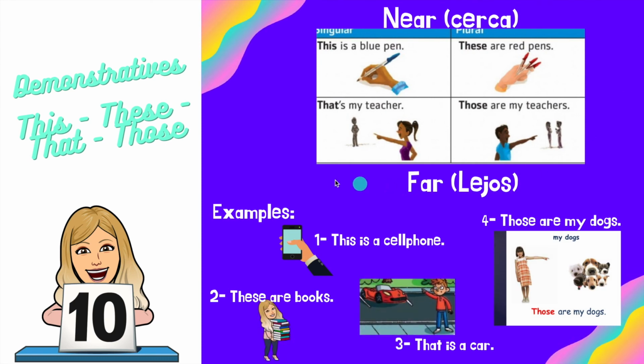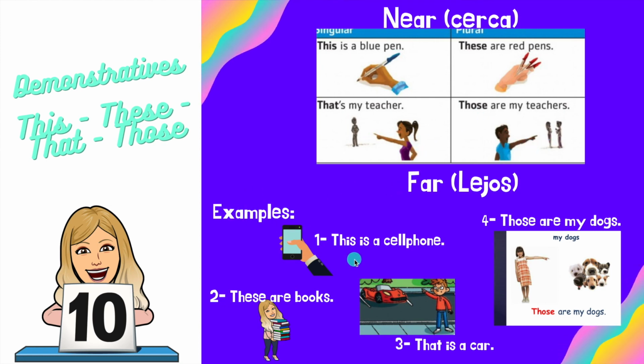Okay, and this is the last part, demonstratives. We're going to use this, that, these, and those. Remember that you have to pay a lot of attention to near and far, cerca y lejos. Remember that we're going to use this only for singular, one pen, and we're going to use these for plurals, more than one, but they are close, near, 1, 2, 3 pens. And then we're going to use, in a singular form but far, that, and we're going to use those for more than one, plural, but they are far, those.